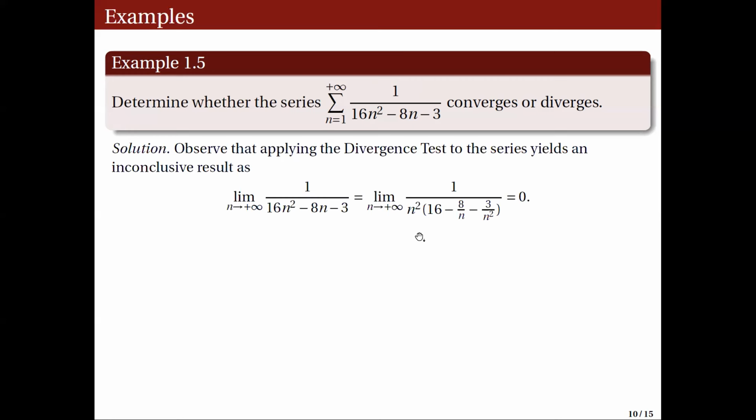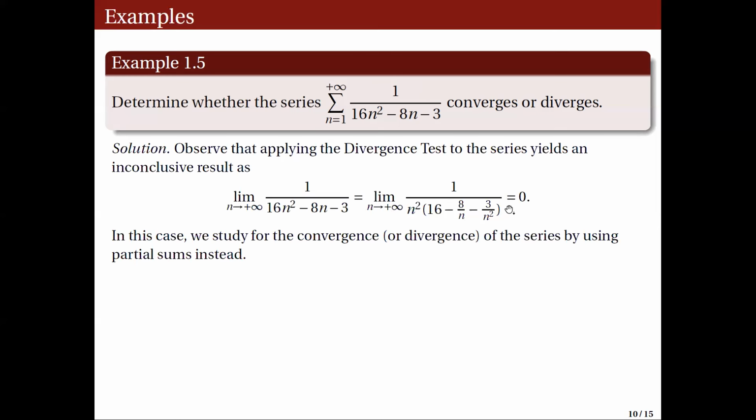as n goes to infinity. And as you can see, the expression inside the parentheses approaches 16, while n squared grows large as n grows large. So therefore, our fraction here will be smaller and smaller and closer to 0. So therefore, the limit of the nth term is 0. So in this case, we study for the convergence or divergence of the series by using partial sums instead.